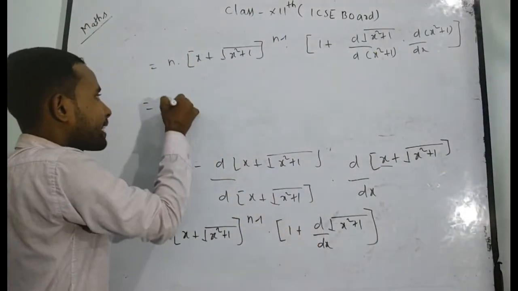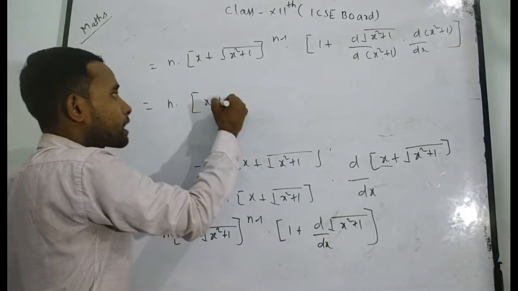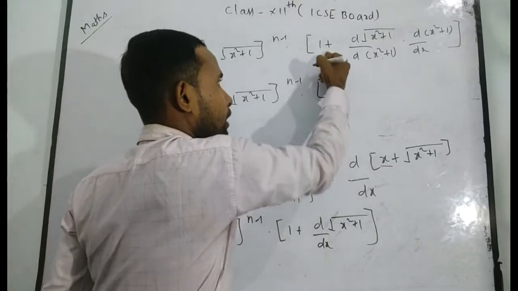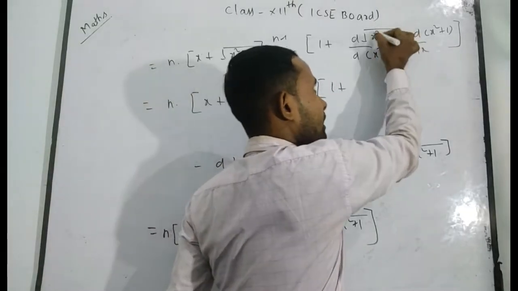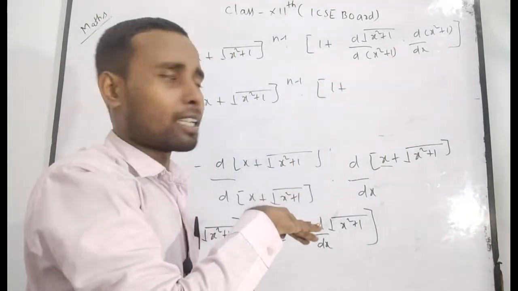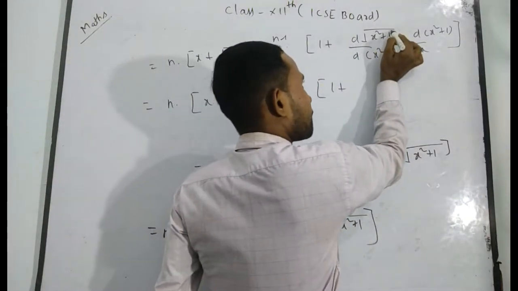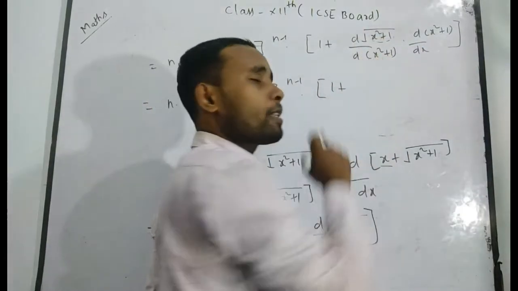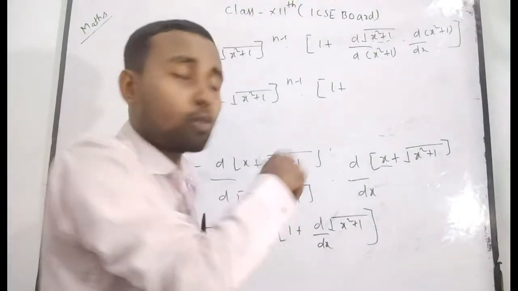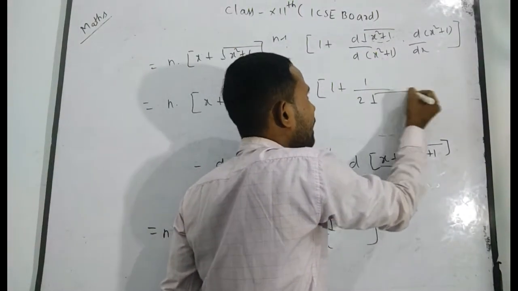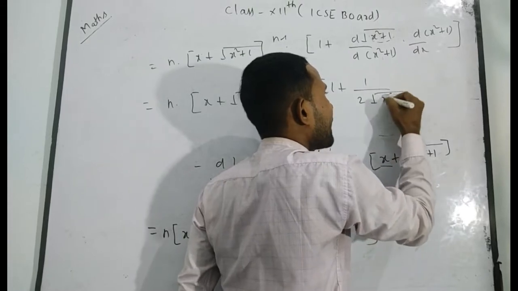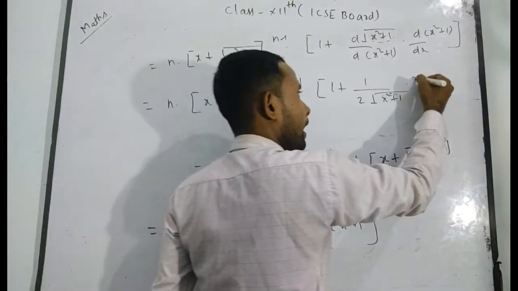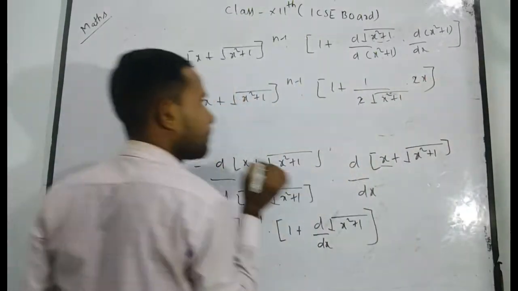Now, you have to write again here. n times (x + √(x² + 1))^(n-1) into 1 plus, suppose that this is k. This problem is already solved, so I want to discuss it again. Suppose that this is k, in that case it will be √k, and √k is differentiated with respect to k, which will be 1 upon 2√k. In place of k, I have taken here x² + 1, into the derivative of x² + 1, which will be 2x. So the 2 cancels, and the remaining term will be this term.